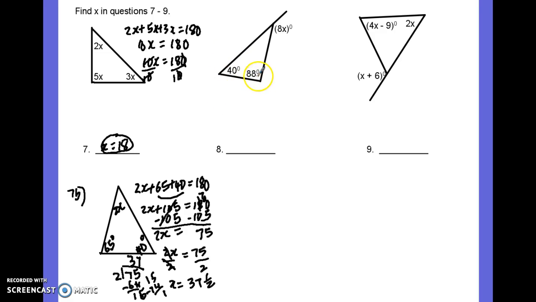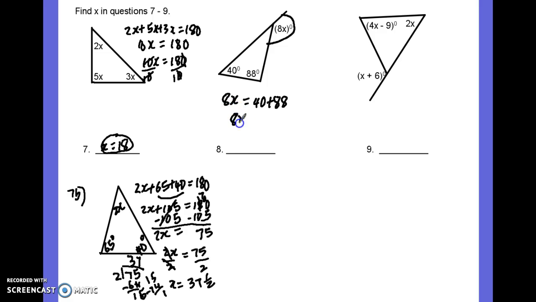These are similar. Well, I shouldn't say similar. These have to do with the exterior angle. You see this angle on the outside? This is the exterior angle. So the setup for this one would be the exterior angle, which is 8x, is equal to the sum of the two remote interior angles. That's another theorem. So we have transitioned away from the triangle sum theorem to the exterior angle theorem. Exterior angle is equal to the sum of the two remote interior angles.